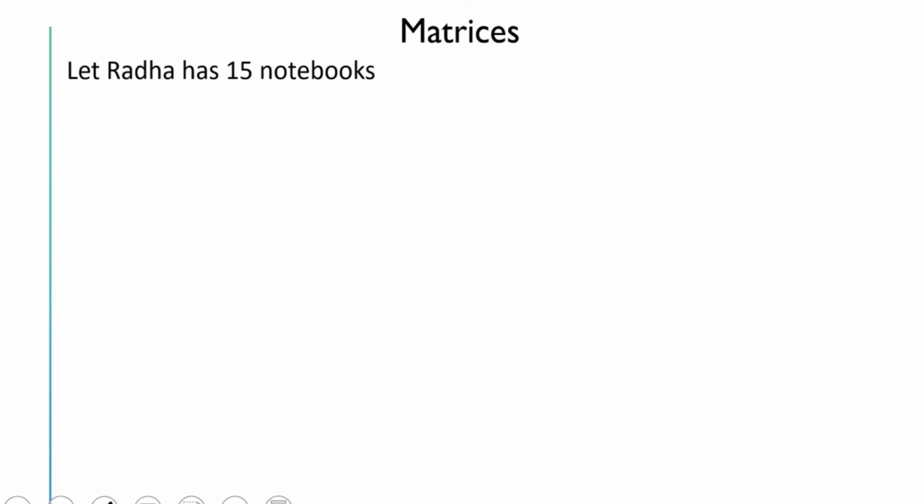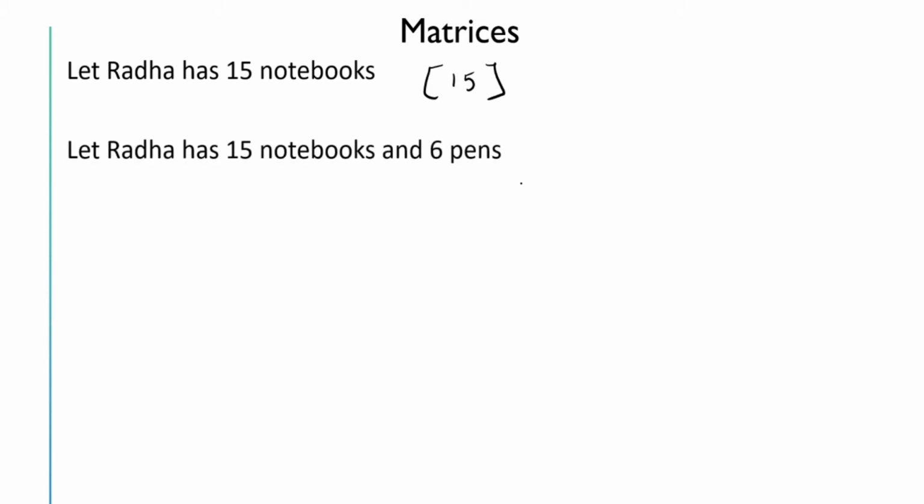First, let Radha has 15 notebooks. Then the number of notebooks which Radha has can be represented as 15 inside a bracket. Now let us take another case wherein Radha has 15 notebooks and 6 pens. In this case, we can represent the number of notebooks and pens which Radha has as 15, 6, or it can be represented as 15 and 6.